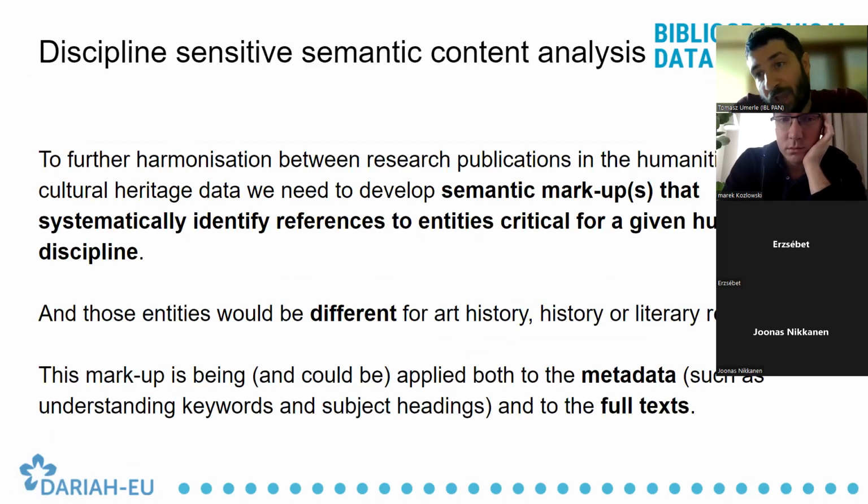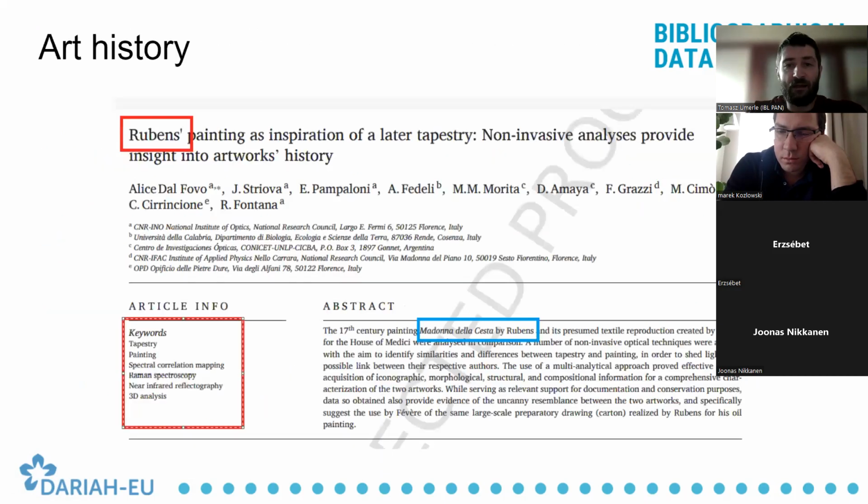So how can we further these works, and what do we need to do to make this a systematic solution? We need a discipline-sensitive semantic content analysis of research output in the humanities, which is a semantic markup that systematically identifies references to entities critical for a given humanities discipline. And this markup will be a little bit different when we want to talk about art history or literary research, and it applies both to metadata and full text.